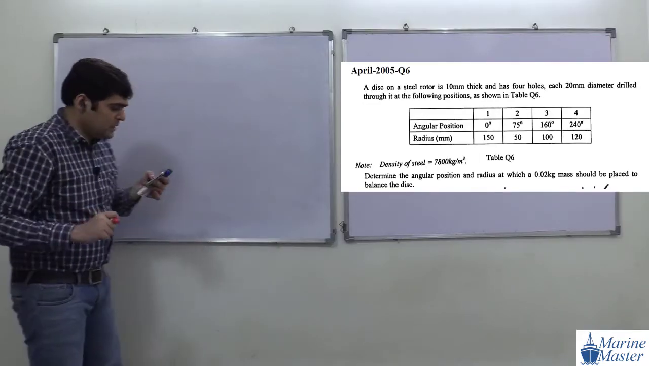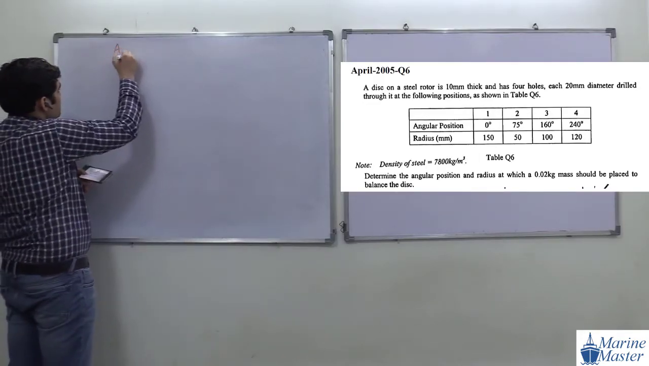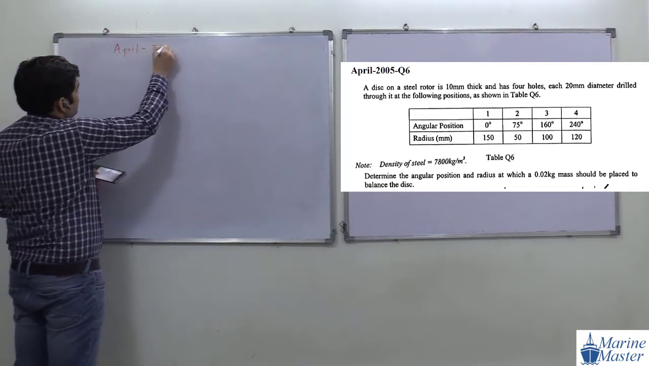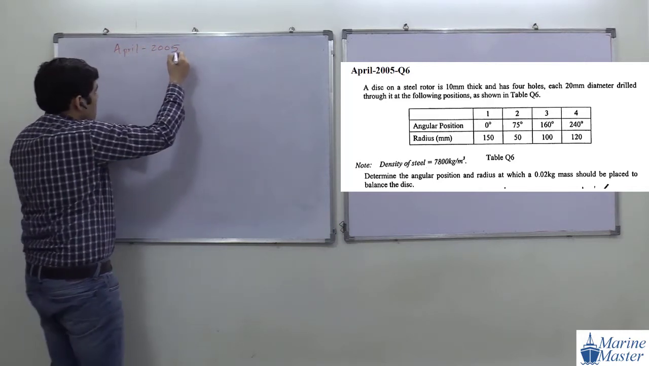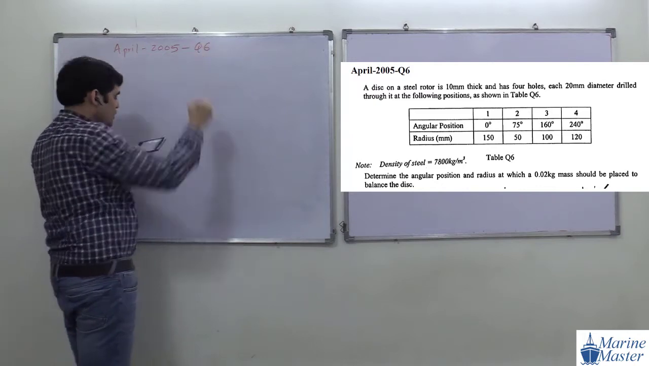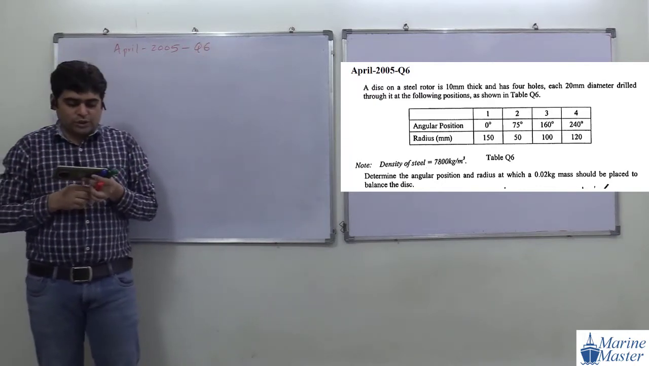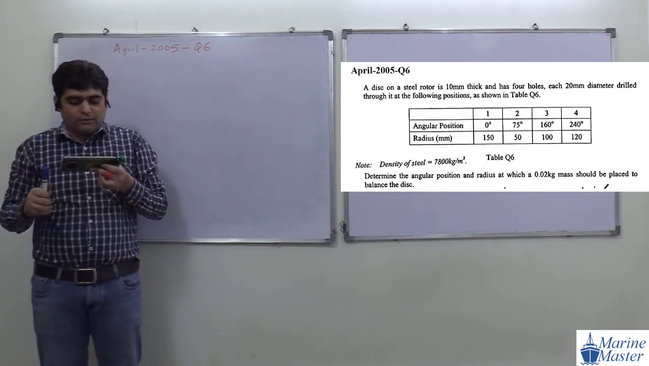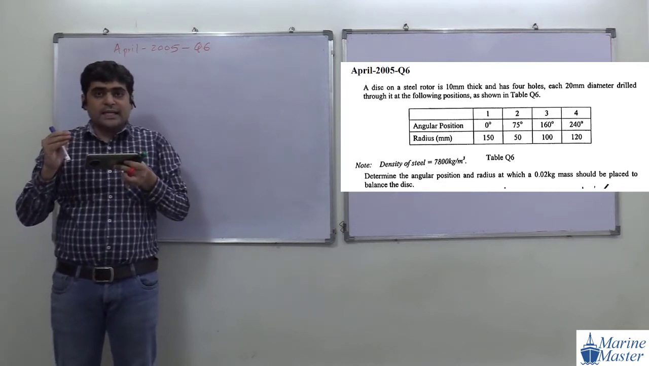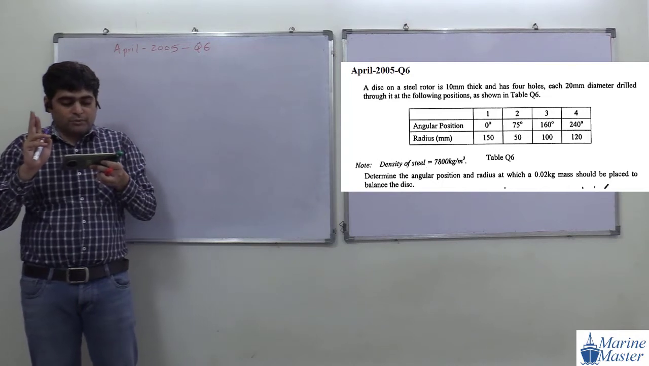Now we are going to see a question from the April 2005 exam. It is a very old question, but it is a very nice question. We are going to learn a lot of things in this question. Okay, what do we have? A disc. Now try to read the question with me.